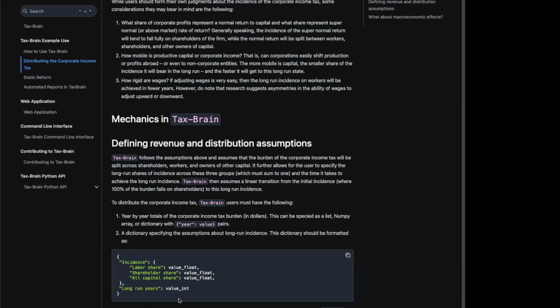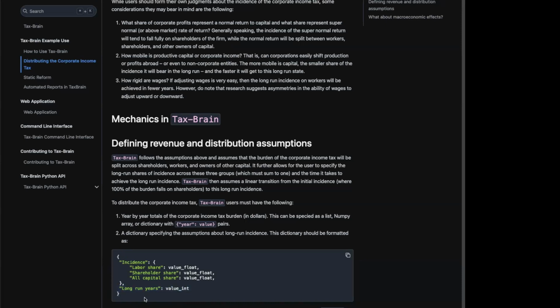So one of those inputs to the Tax-Brain model that's going to be user defined are those shares. What fraction of the corporate income tax is borne by wage earners, owners of corporate capital, and then owners of all other capital. Besides that allocation of the incidence, and this is going to really refer to that long run incidence, so after there's time for wages to adjust or capital to move, the second thing you'll define is how long does it take to get to this long run? Okay, so the second key in this dictionary is what's called long run years.